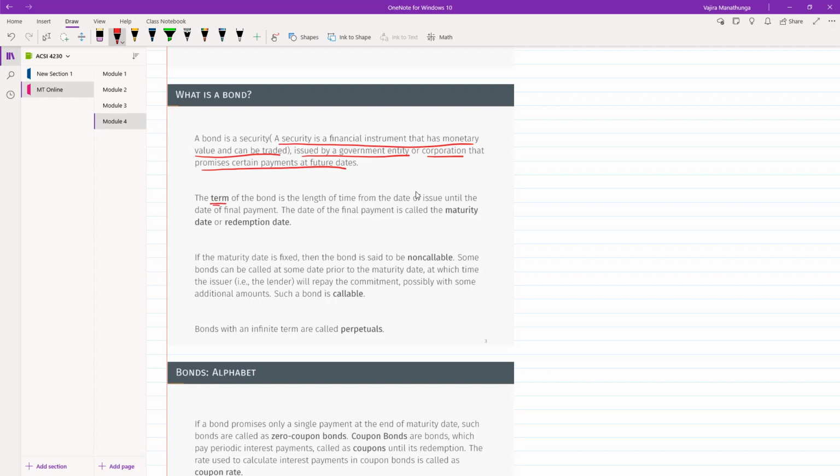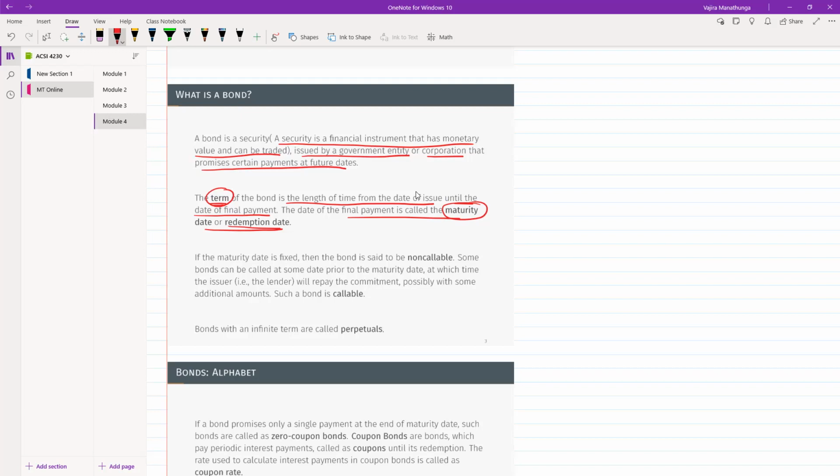So the term of the bond is the length of time from the date of issue until the date of final payment. The date of the final payment is called the maturity date or redemption date. So these terms you need to remember: maturity date or redemption date, and then the term, and there are some other words. You need to remember these words when we are going to do mathematical problems.